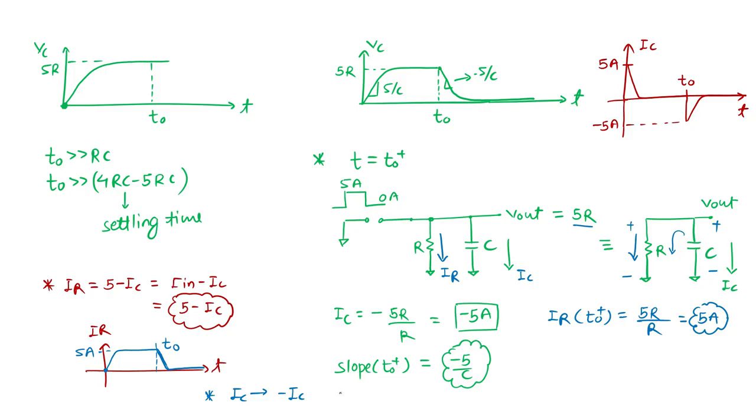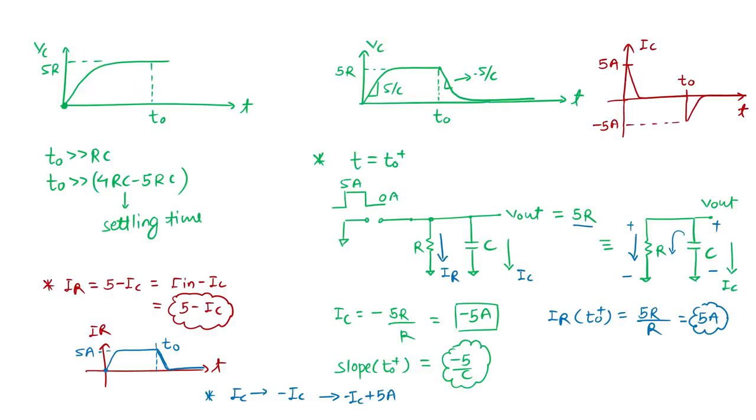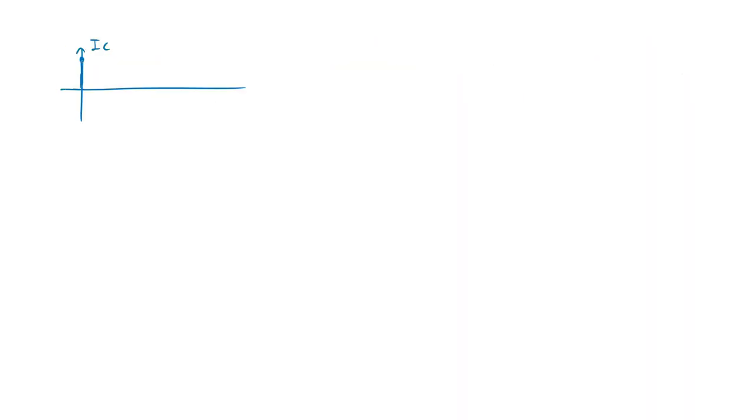And after that, you can add the 5 ampere to it, or simply shift it up by 5 ampere. What I mean to say is, my capacitor current was 5, it was staying here, and after that it goes minus, and this is my T. This is the capacitor current.